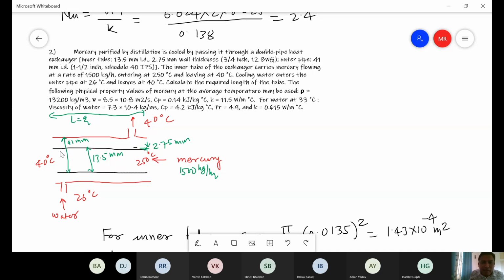And what will be the area here? Area will be the area which is there at the periphery of this pipe. So that is going to be pi dl, isn't it? That is going to be pi dl. And from there we can find out L.